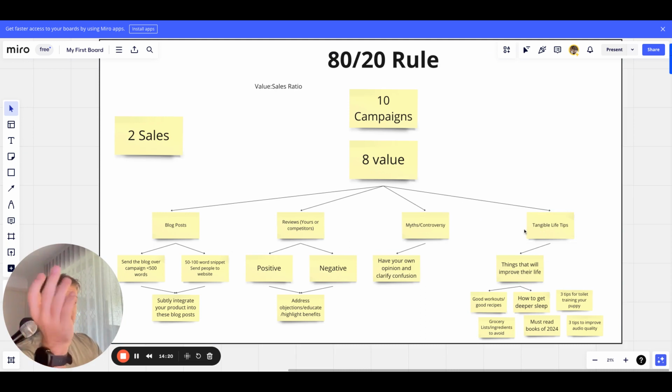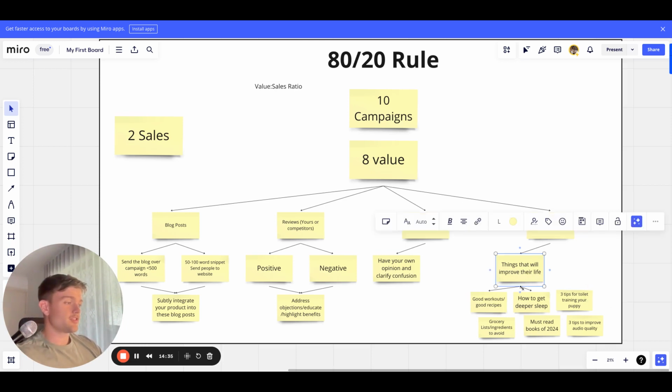And then tangible life tips, things that will improve people's lives. It's a great way. You can focus on the negative, like 3 reasons you're not losing weight, and then give them 3 tips on how they can lose weight. How to get deeper sleep, must-read books, 3 tips for toilet training your puppy. Apply this to your own niche, and trust me, you have an infinite database of content that you can choose from. Making good quality email content is really easy when you know how to start, and when you know how to weave it into your niche.